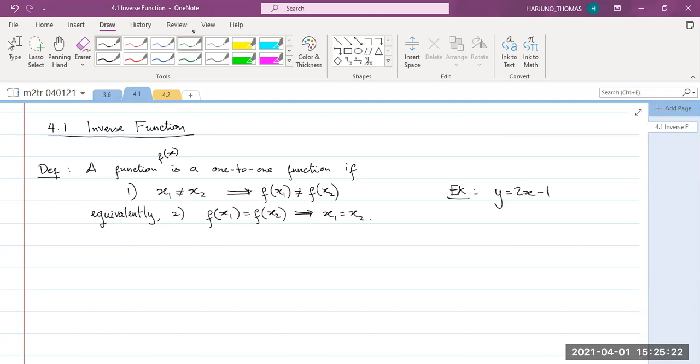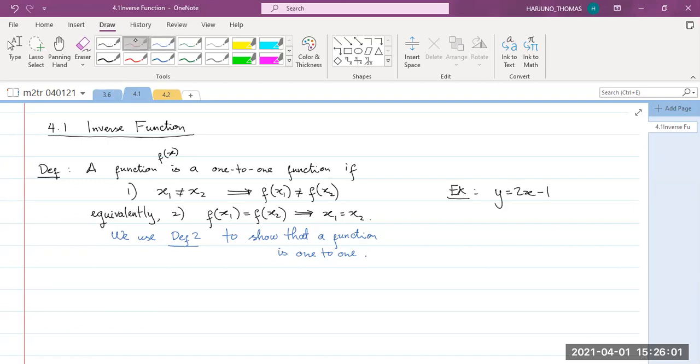Now, one way to prove that a function is one-to-one is using this second definition. Okay, we use definition 2 to show that a function is one-to-one. Okay, at least at this level. Once you go to calculus 1, then they introduce you to another method.